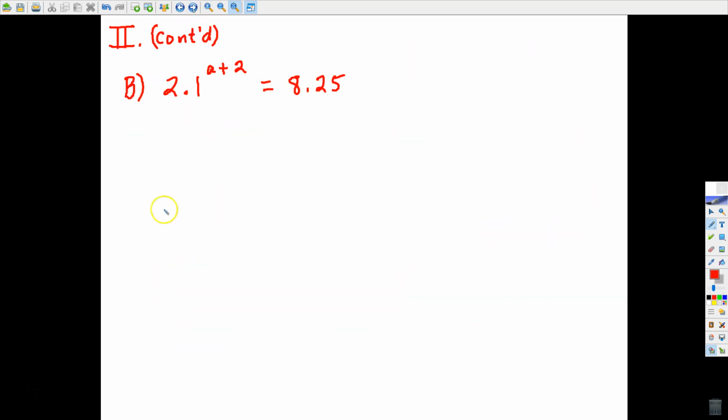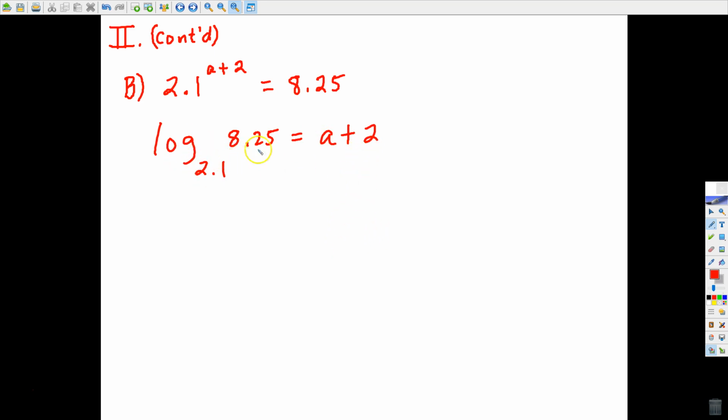All right? Let's try this one. This is called an exponential equation because we're trying to solve for the exponent, letter A. So we need to convert it to a log equation to make that happen. So here it is as a log equation. Log base 2.1 of 8.25 equals the exponent A plus 2. Remember, logarithms should always equal the exponent.